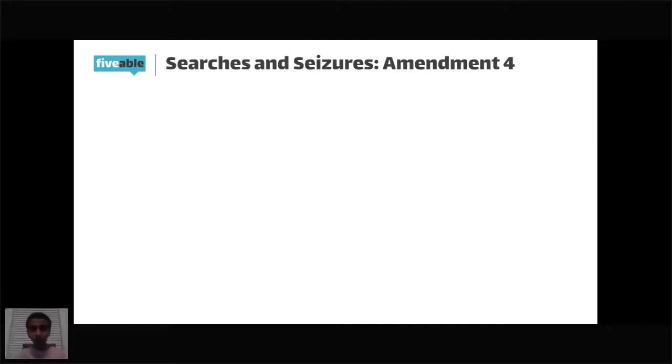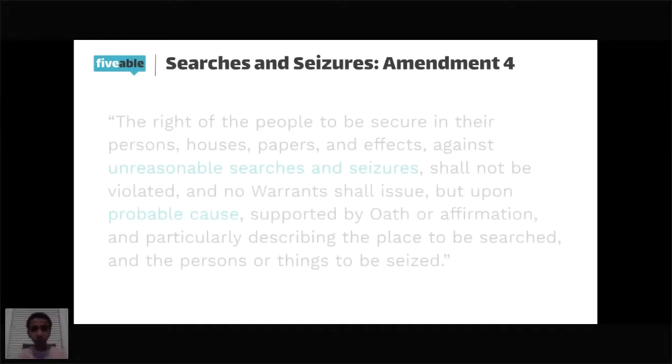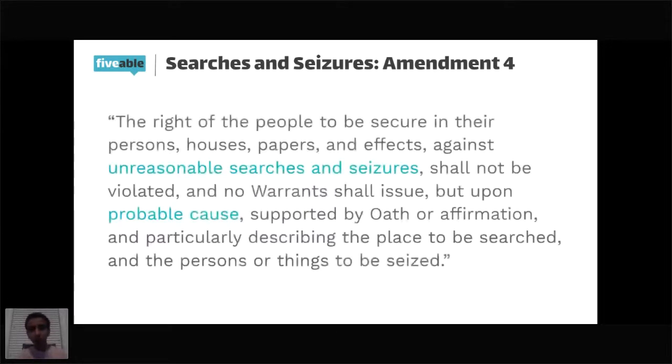All right, so searches and seizures in Amendment 4. This is the actual reading of Amendment 4, but what I want you guys to focus on is what's in blue. The right of the people to be secure in their houses, persons, papers, and effects against unreasonable searches and seizures. That's the main idea of Amendment 4, that there can be no unreasonable searches and seizures. And additionally, there have to be warrants issued, and those warrants have to be issued under probable cause.